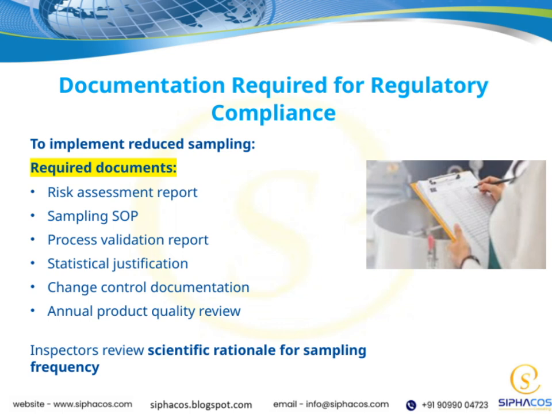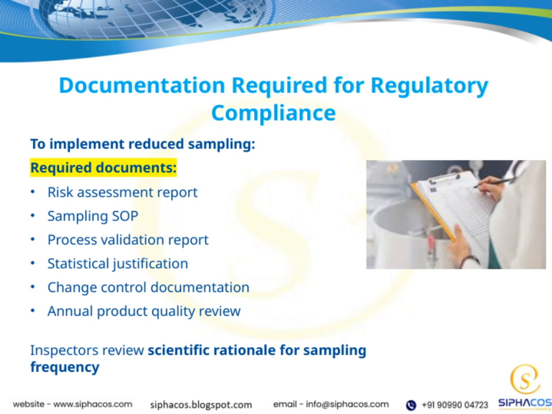It involves providing the scientific rationale and data to support that reduced sampling still maintains product safety and quality standards. Change control documentation is necessary to record and approve any modifications to sampling procedures, ensuring traceability and compliance. Lastly, an annual product quality review helps us monitor ongoing performance and verify that our reduced sampling approach continues to meet regulatory expectations. It's important to remember that inspectors will review the scientific rationale behind our sampling frequency.